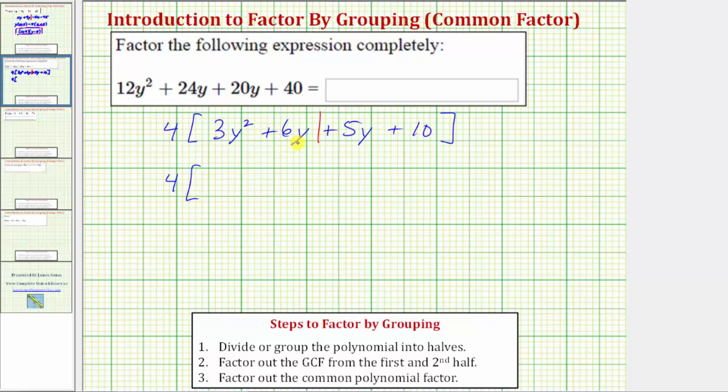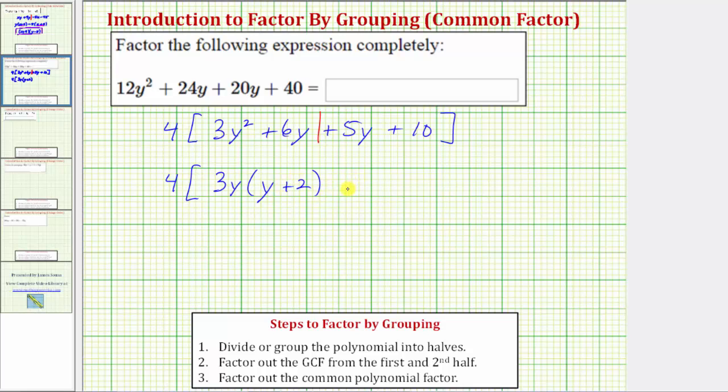Now we want to factor the greatest common factor out of 3y squared plus 6y, which would be 3y. So we have 3y times the quantity. If we factor out 3y from 3y squared, we're left with y. If we factor out 3y from 6y, we're left with 2. So we have plus 2. So these first 2 terms factor to 3y times the quantity y plus 2.